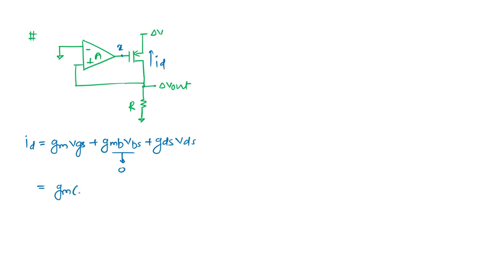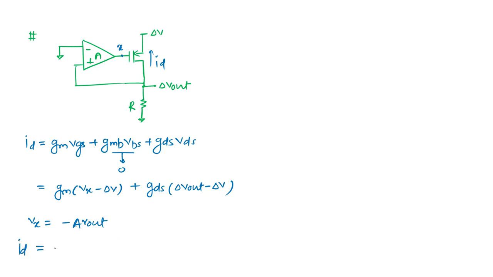Okay, the GMB term is to be 0 because no body effect is here. So GM, what is the gate voltage? Gate voltage is Vx. What is your source voltage? Minus del V. Okay, for GDS, what is your drain voltage? It is del V out. What is your source voltage? It's del V. Okay, this is my ID. And what is the Vx? Vx is nothing but minus A times V out. That we can put instead of Vx.